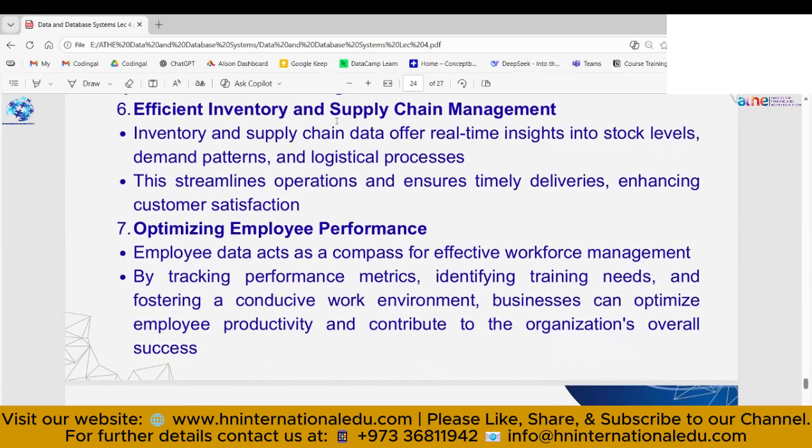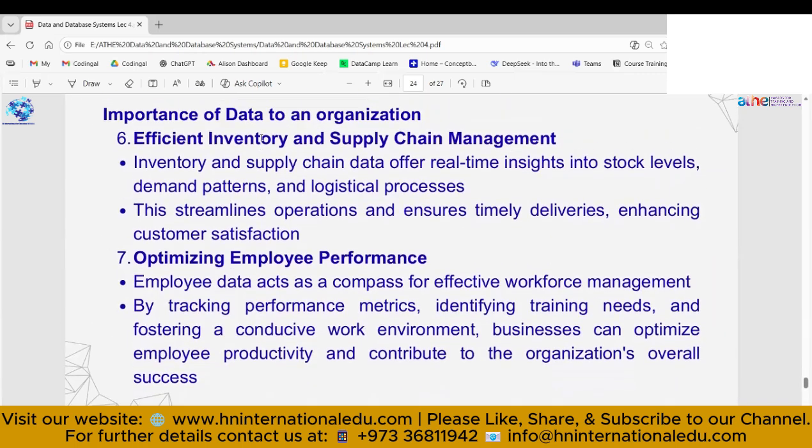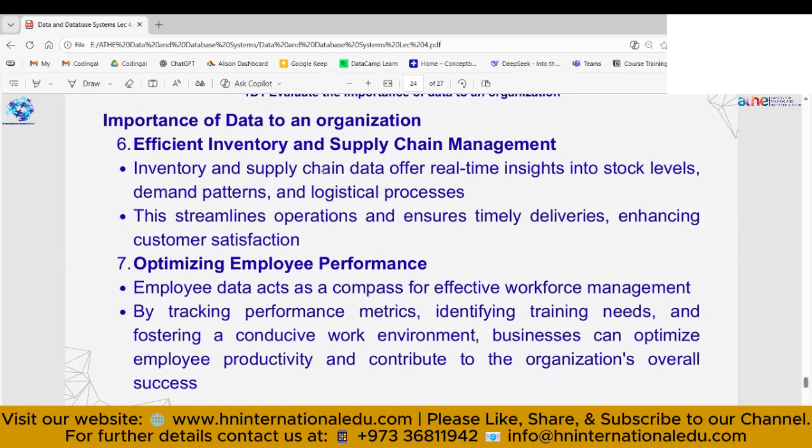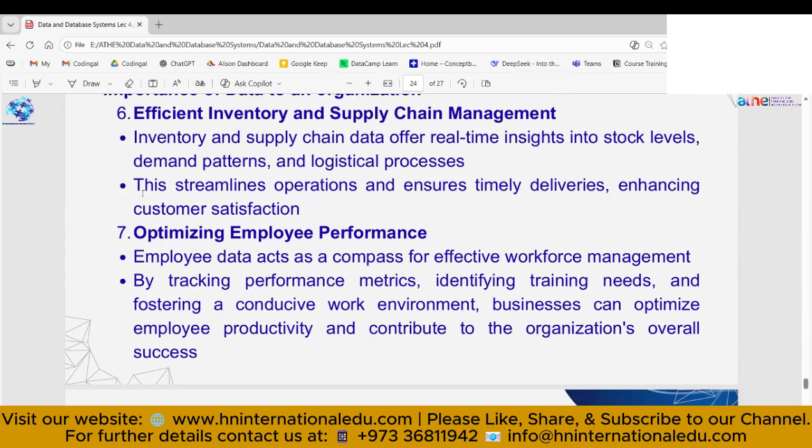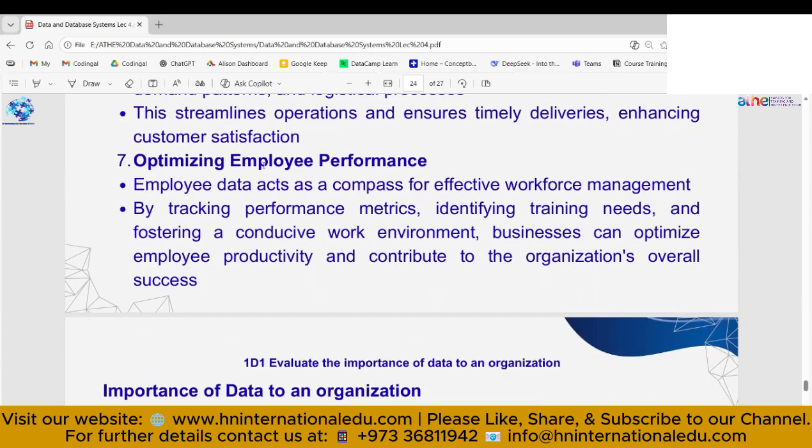The next is efficient inventory and supply chain management. If you have classified the data properly and correctly, then it can help you with your inventory and supply chain management. How? It can offer you real-time insights into stock levels: how much stock have you left, and do you need to restock this specific product? Demand patterns: how many people are demanding this product right now, is it really that good, how many people have bought this? And logistical processes. This streamlines operations and ensures timely deliveries, enhancing customer satisfaction.